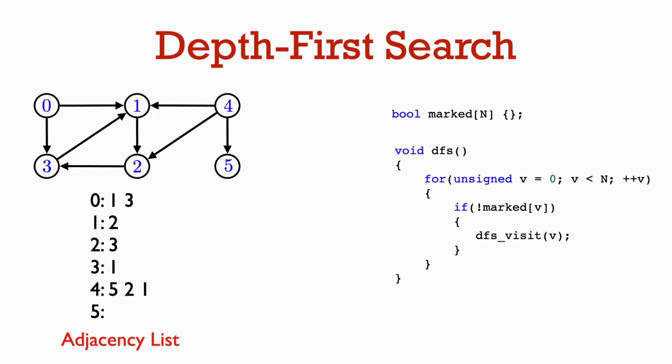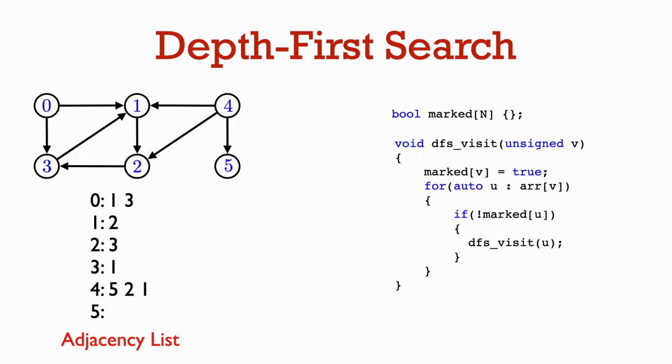So DFS visit is actually the key function where all of the main work is going to happen. So let's look at DFS visit now. Here's the function DFS visit. When we first visit a vertex, we mark it. As we have a directed graph, in the for loop, we only iterate over the vertices out adjacent to V. So we look for an out adjacent vertex that is not marked, and when we find one, we recursively call DFS visit on it.